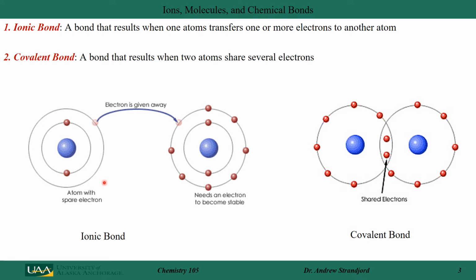So this molecule becomes positively charged. This molecule becomes negatively charged. They are both attracted toward each other then. Another way to form a bond is actually to share electrons.